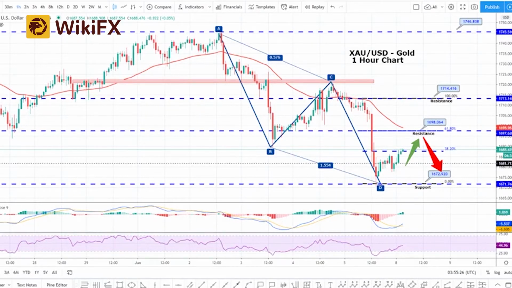Guys, today our focus is going to be on the Euro USD and the precious metal gold. Starting from gold, by the way, on Friday we had non-farm payroll data from the United States which actually performed really well for the US dollar.